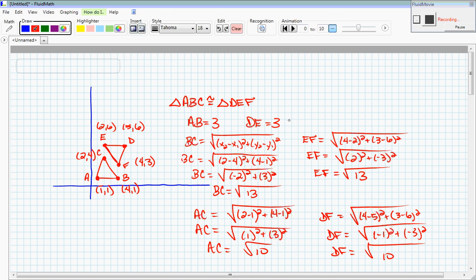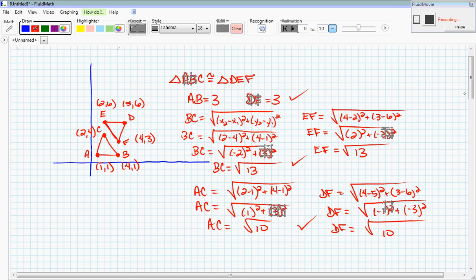So what we've proven is here, AB equals DE, that's one side. Here, BC equals EF, that's another side. And AC equals DF. So by the side-side-side congruency postulate, triangle ABC is congruent to triangle DEF. And that is how you answer question 35.